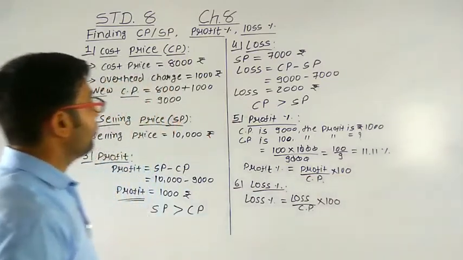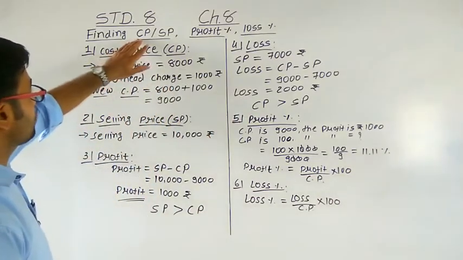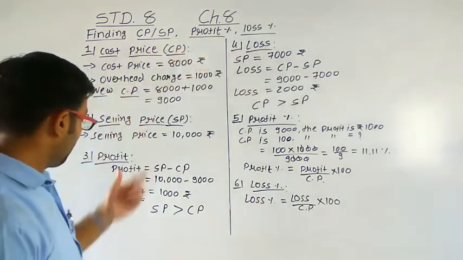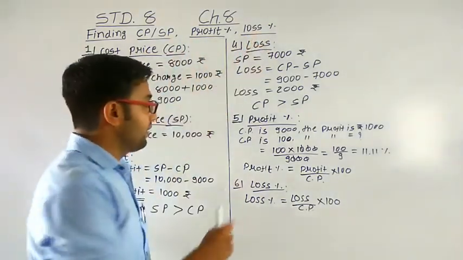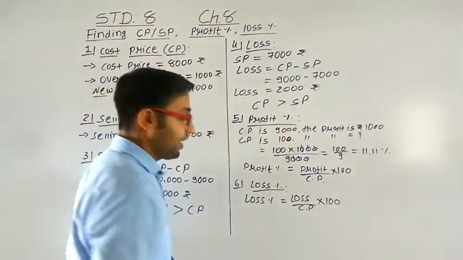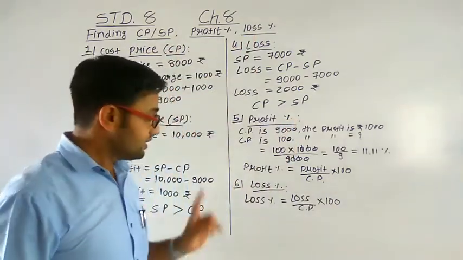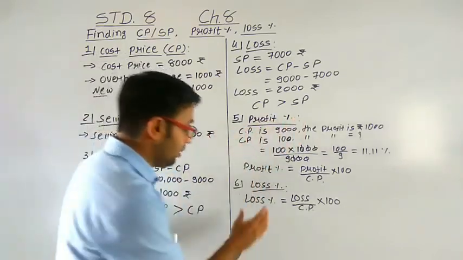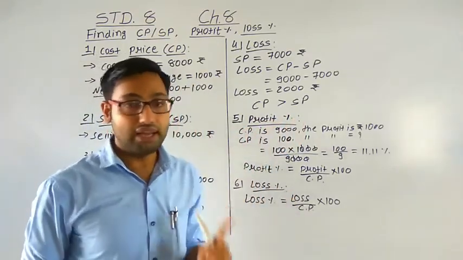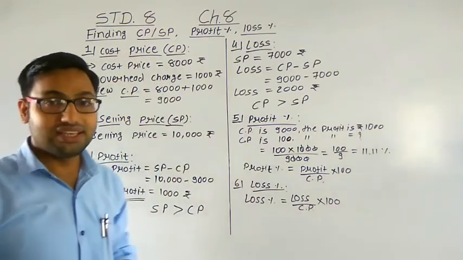So see, this is all the basic things about the cost price, selling price, how to find the profit, how to find the loss, how to find the profit percentage, and how to find the loss percentage. Do not confuse between profit and profit percentage, loss and loss percentage. Okay? So this is all about this lecture.